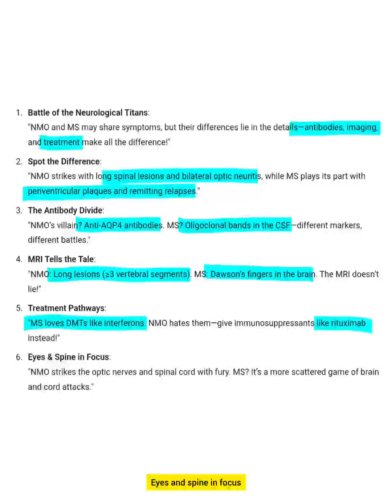Eyes and spine in focus. NMO strikes the optic nerves and spinal cord with fury, that is, severe symptoms without complete recovery. Multiple sclerosis is more of a scattered game of brain and cord attacks.